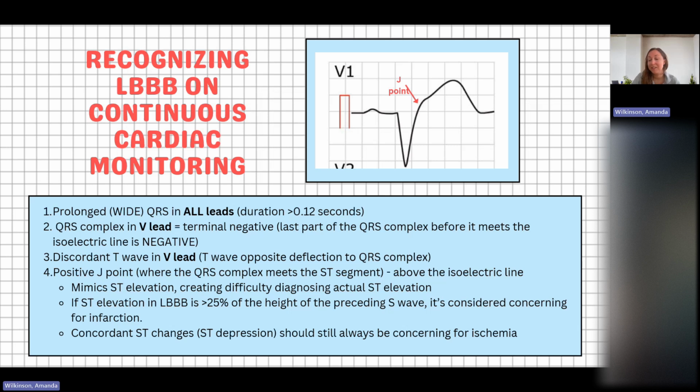That's where things get tricky, because left bundle branch block already distorts the QRS and ST segment, and it can mimic a STEMI. So how can we tell the difference? If the ST elevation is more than 25% the height of the preceding S wave, it's concerning for infarction. Concordant ST changes, especially ST depression in the same direction as the QRS, should always be taken seriously.